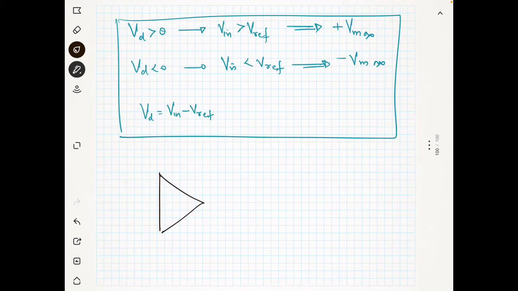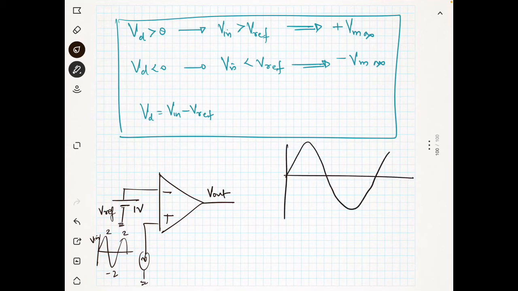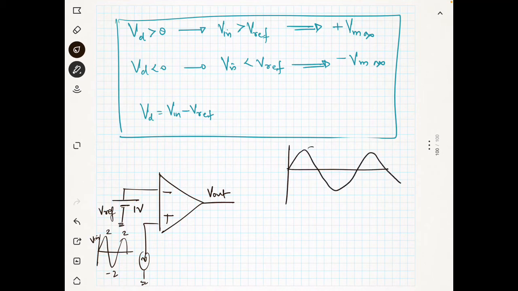Let us assume this is your V in, and V in is a sinusoidal voltage with plus 2 and minus 2 volts. And you are applying a V reference here, which is 1 volt, and this is V out. So I will draw my V in and V out. First of all, this is my V in, 2 volt, minus 2 volt, like this.